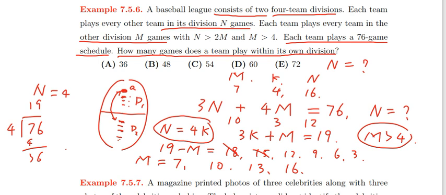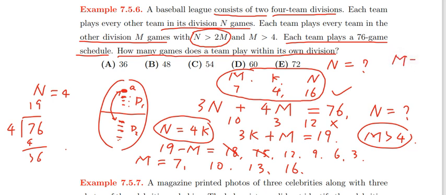We need this condition: n larger than 2m. So this one is okay, but this one is not okay, right? So our answer is this case: m equals 7, n equals 16.